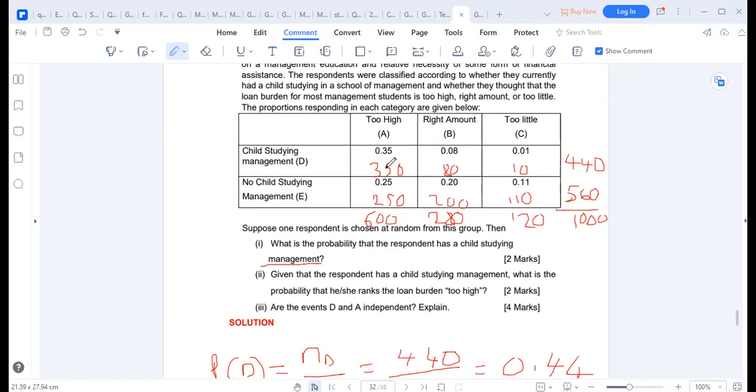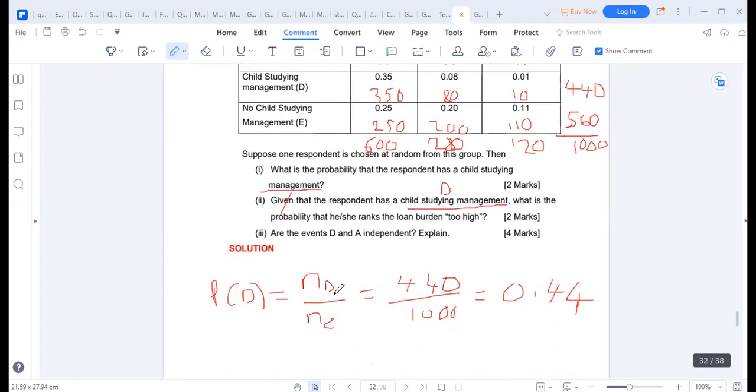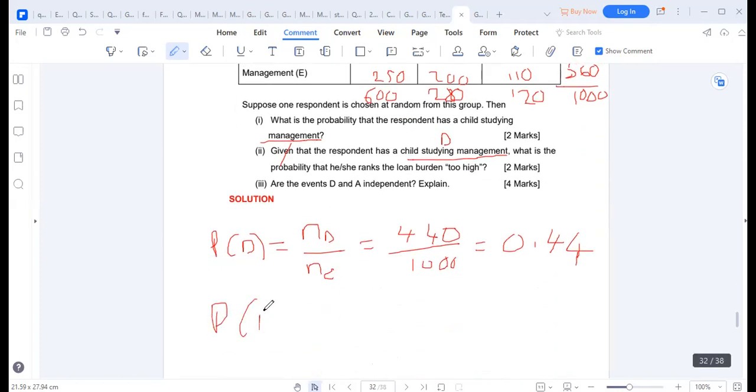But for this one here, given that the respondent has a child studying management. What is a child studying management? It is D. We are told, given that a respondent has a child studying management, what is the probability that he or she ranks the loan high? So they're asking you to find the probability of A given D.